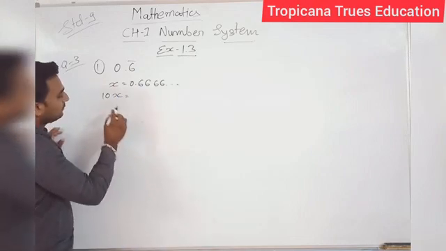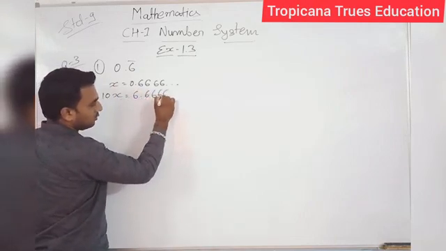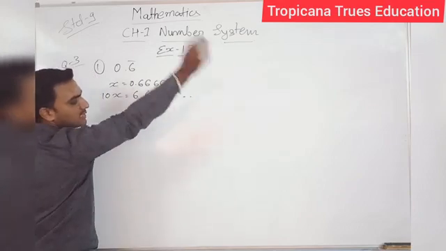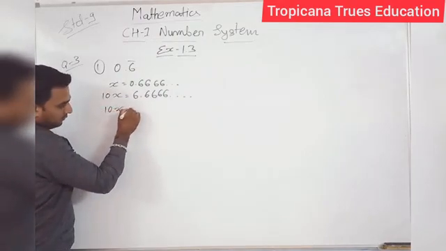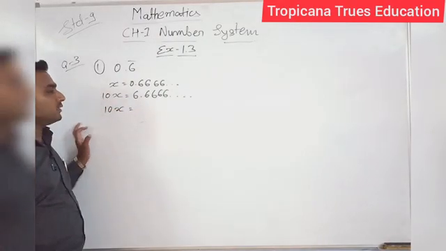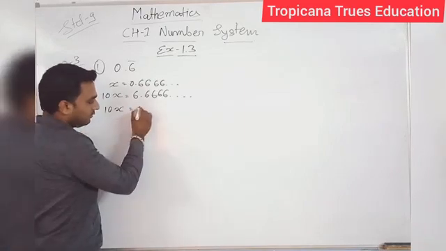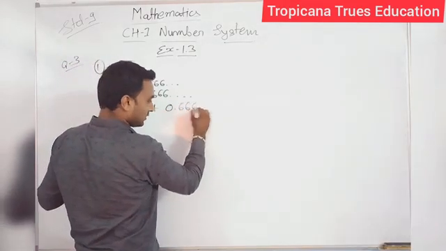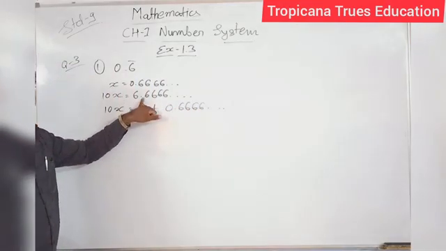Clear? Now see, we multiply this by 10, so the answer will be like this. Here you can also write 6.666. Clear? Now we know that if we add two rational numbers, the answer will again be a rational number. Here I write 0.06666. Now again do the addition of both, then again I will get this answer.